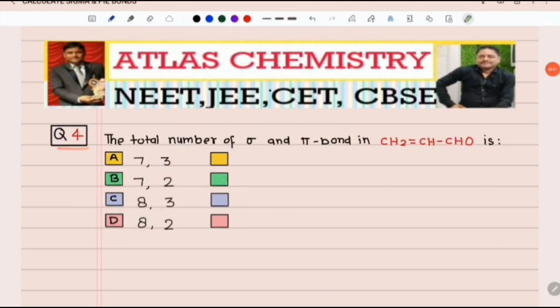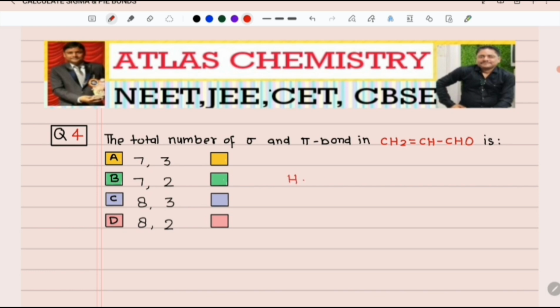Question number 4. Question 4 says calculate the total number of sigma bond and pi bond in the given compound. The options are 7 sigma bond, 3 pi bond; 7 sigma bond, 2 pi bond; 8 sigma bond, 3 pi bond; 8 sigma bond, 2 pi bond. First of all, to calculate the sigma bond and pi bond, we have to find the structure of the compound. So the structure of the compound is like this.